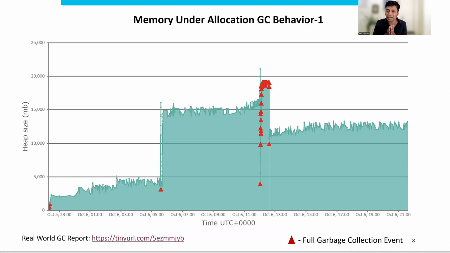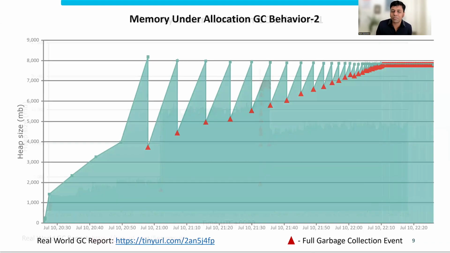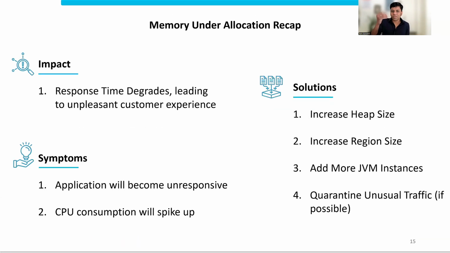Similarly, in your application, there may be some report generation tasks. There may be some option for your users to generate reports. Maybe those reports can trigger a lot of object creation. Is there any way for you to quarantine the traffic and send it to separate JVMs so that it doesn't meddle with your other real-world transactions? Can you quarantine the traffic? That is also another approach to handle the memory under allocation. So this is a quick recap of memory under allocation.